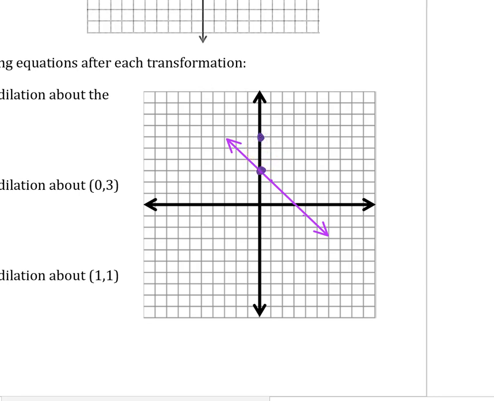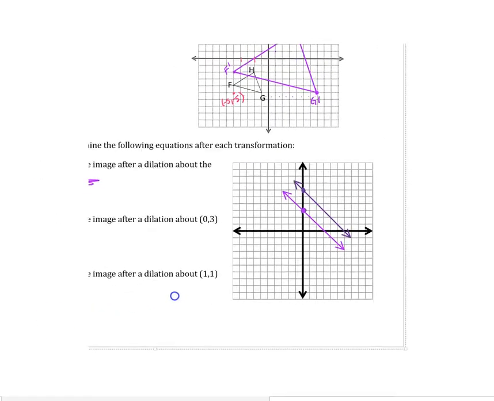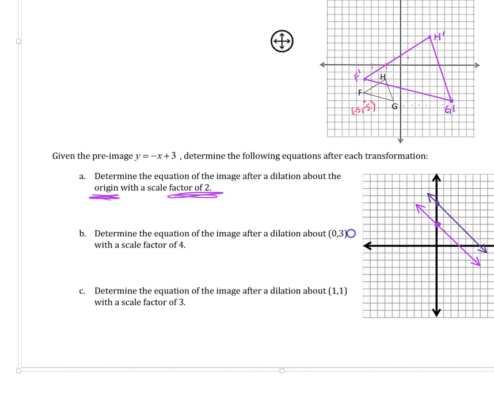Because I dilated about the origin, I've doubled the distance from the origin. Slope will still remain the same. Okay, so it's a resulting parallel line. So coming back over here, my resulting equation is y equals negative x, but now it's plus 6. And again, that's because I dilated about the origin.